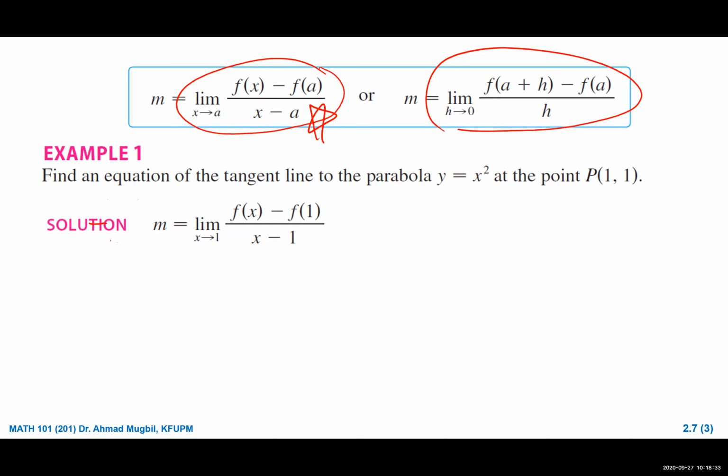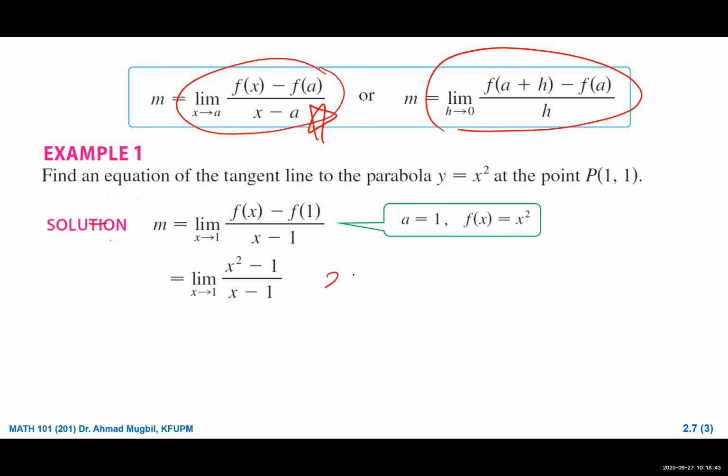So now what you will do, as I said for you, you will just substitute. This is f of x, this is f at 1, this is x minus 1. Now it is a limit. You know how to do this. 2.3. How to calculate this limit? Factor, cancel, substitute. That's it.